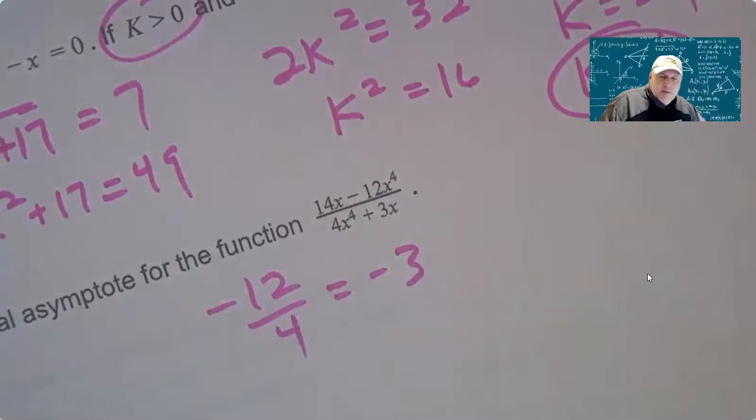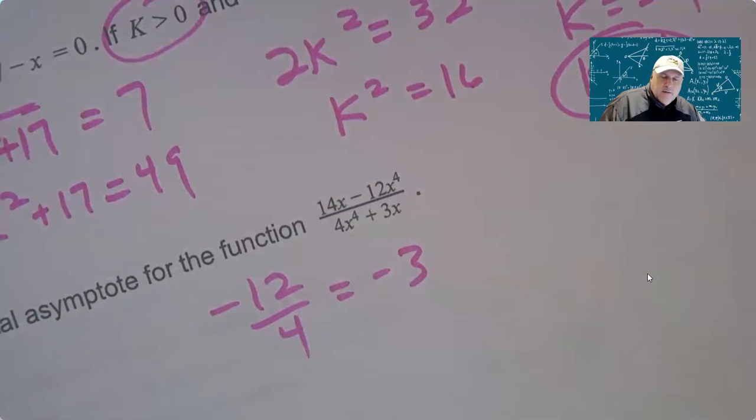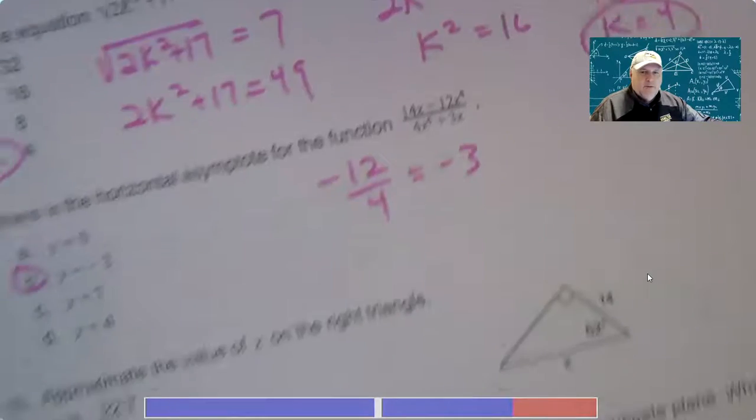If the highest power is higher in the numerator, there's not one. And if the highest power is higher in the denominator, it's 0. Okay, so that is from your notes.